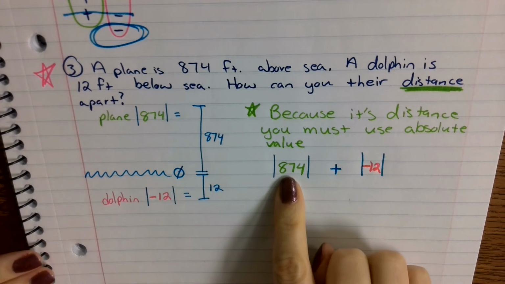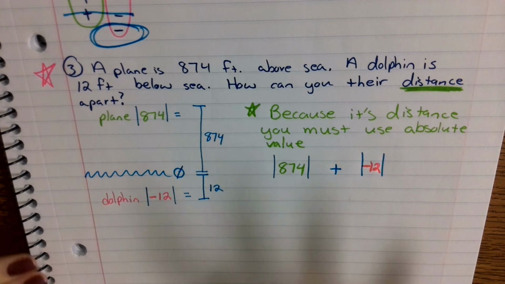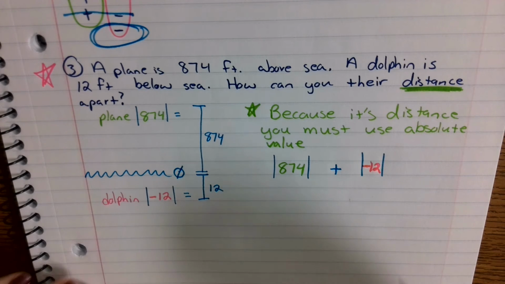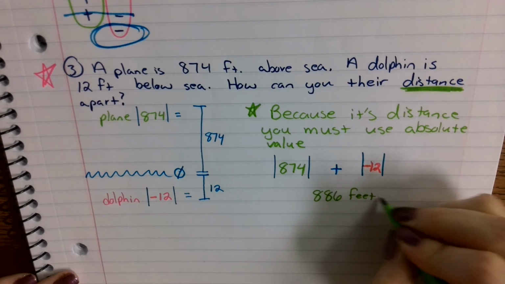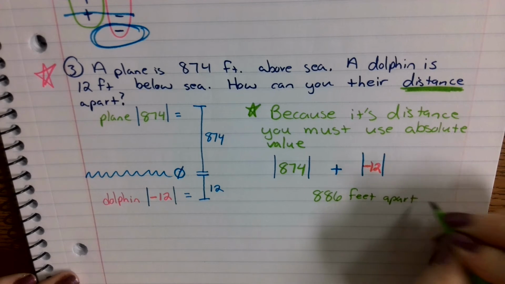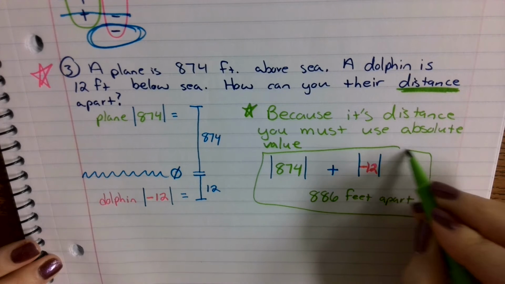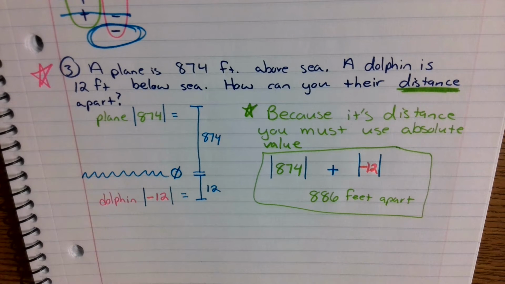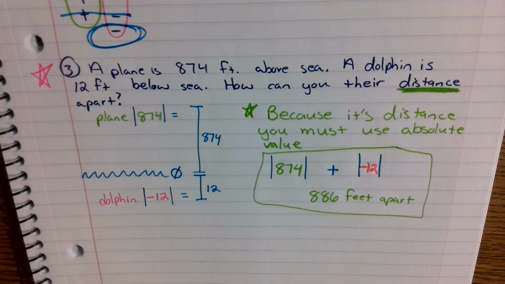So the absolute value of 874 is 874. The absolute value of negative 12 is 12. When we combine those together, you're going to get 886 feet apart. This is your number sentence. You need to know how to set that up. Because again, like I said, on the test, it's not necessarily that you have to find the answer. It's how do you set the problem up correctly. That's cognitive learning.